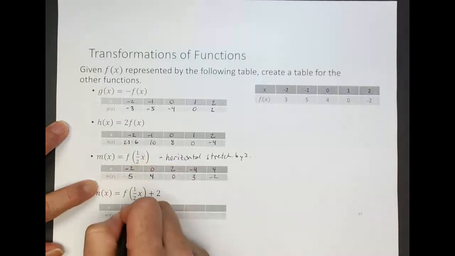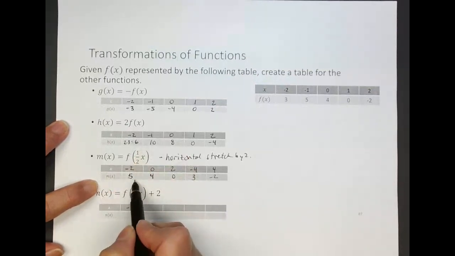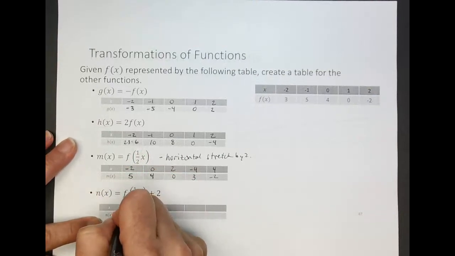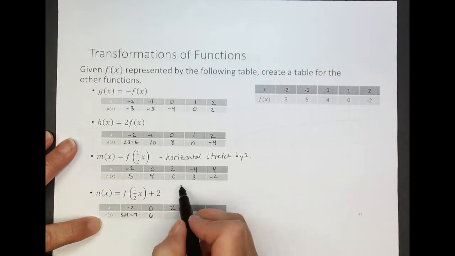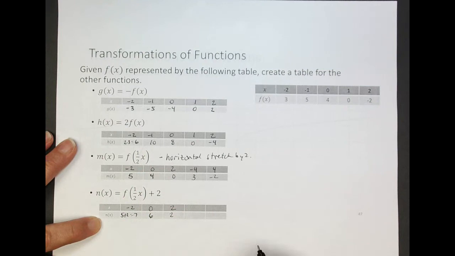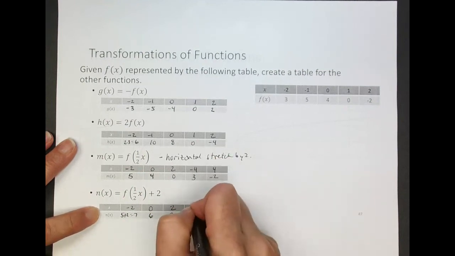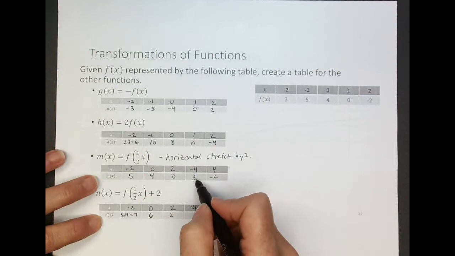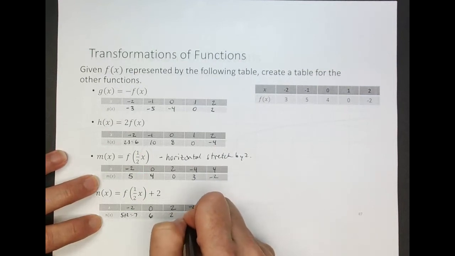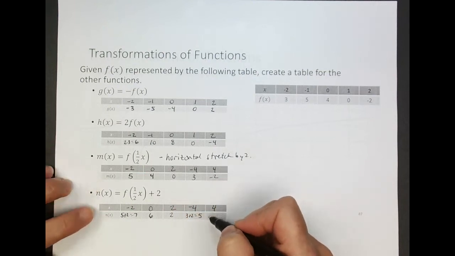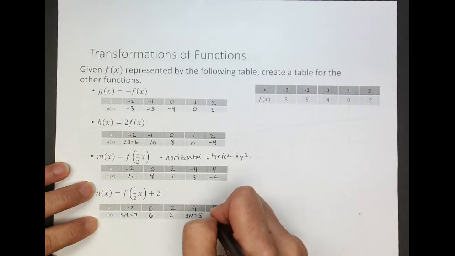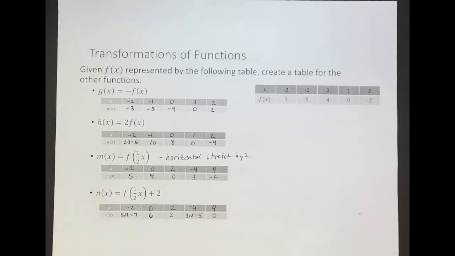So if x is negative 2, n of x is going to be 5 plus 2, or 7. When x is 0, n of x is 4 plus 2, or 6. When x is 2, n of x is 0 plus 2, or 2. When x is negative 4, n of x is going to be 3 plus 2, right? That'd be 5. And when x is 4, n of x is going to be negative 2 plus 2, so n of x then is going to be 0.